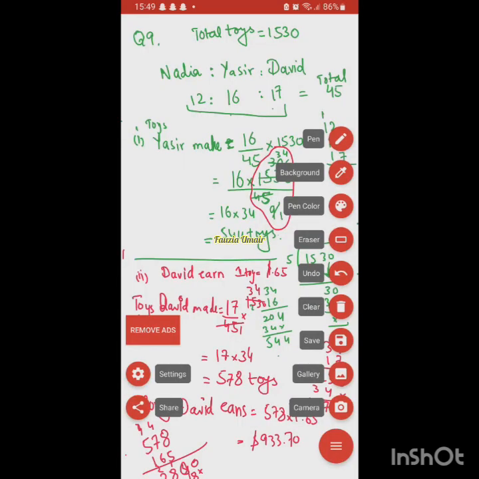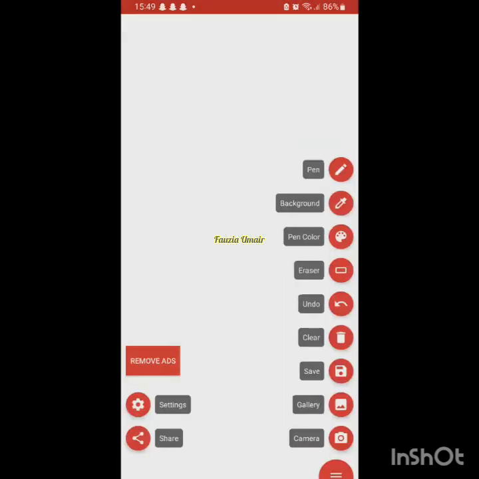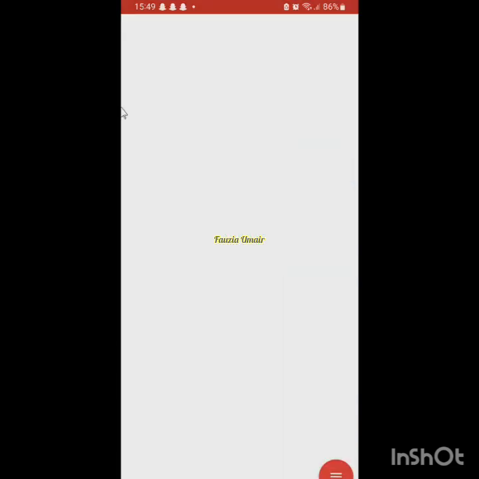Just 1 second. Let's do it here. So this is 5 wholes 1 by 8, 5 wholes 1 by 8%. So we converted it into the decimal and this is 5.1%.